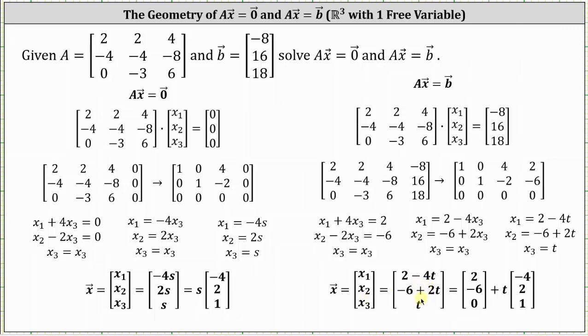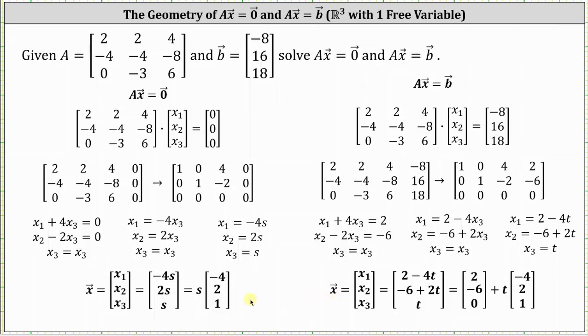We can write this as a sum where we have the constant vector 2, negative 6, 0 plus t times the vector negative 4, 2, 1. So the solutions to the non-homogeneous equation are the vectors x, where we have the constant vector plus scalar multiples of the vector negative 4, 2, 1. Notice the only difference between these solutions for the two corresponding equations is that the non-homogeneous solution has this constant vector. Let's take a look at the solutions to the non-homogeneous equation graphically.